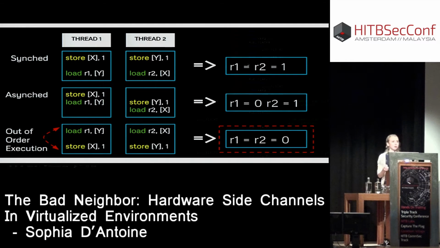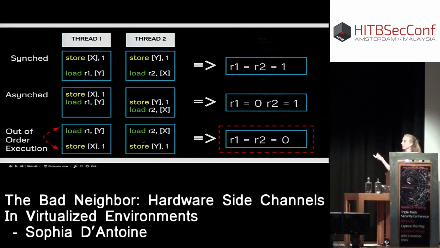This is when your 2 threads are running perfectly in time with each other. The stores happen as expected before the loads, and you get R1 and R2 equal 1. In the asynced example, and this is the majority of cases that you see even if you're running threads in Java or different programs, the stores and loads happen at different times, but they don't really get reordered. So you just have one thread moving faster than the other, and you get R1 equals 0 or R2 equals 0 and vice versa.